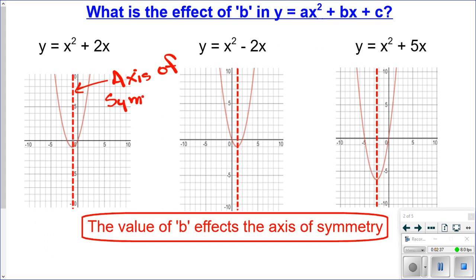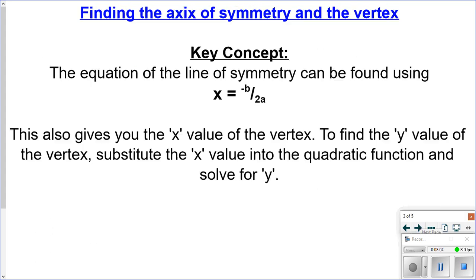And so what the b value does is it moves your axis of symmetry. So when the b value wasn't there, when the b value was 0, our axis of symmetry was 0. So the axis of symmetry was the y-axis. So the key thing you need to take away is that the value of b affects the axis of symmetry. All right, so where do we go from here?